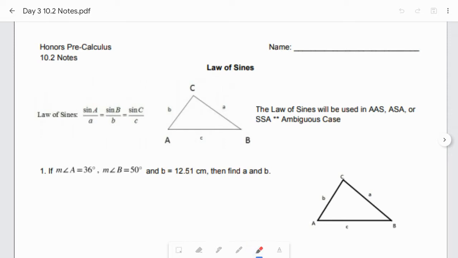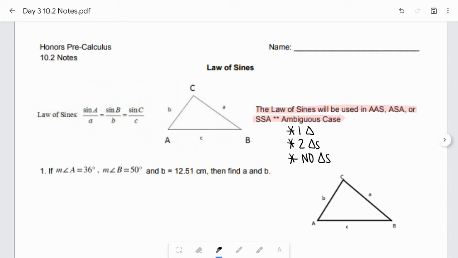The law of sines will be used for angle, angle, side, angle, or side, side, angle. However, it's important to note that if it is a side, side, angle, there is going to be an ambiguous case. What that means is that we can either have one triangle, two triangles, or no triangles. Right now that's probably a little bit confusing, but we will work through some examples with that.